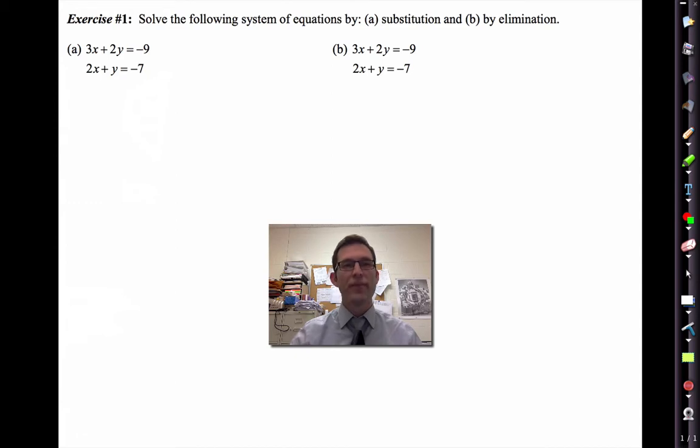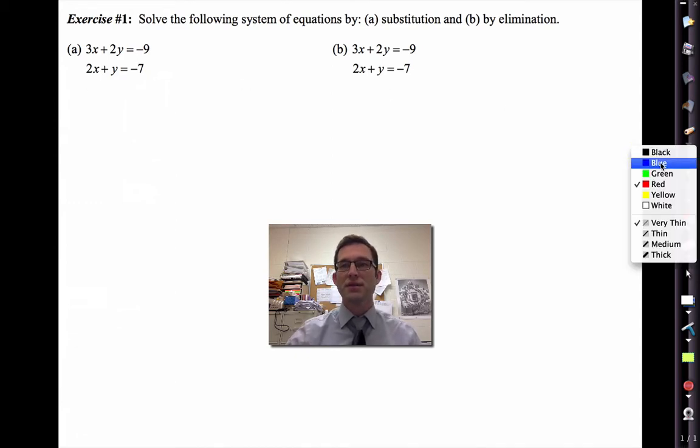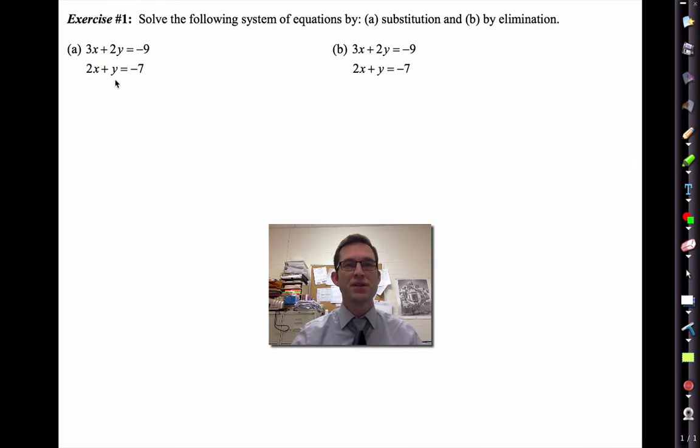Alright, let's do it. So, when we're doing a system by substitution, what we do is we substitute one equation into the other. But in order to do that, we probably are going to want to solve this equation for y. Now I'm going to do that in my head, and it should be fairly easy, right? If I bring that 2x to the other side, it becomes a negative 2x, and then the 7 remains negative.